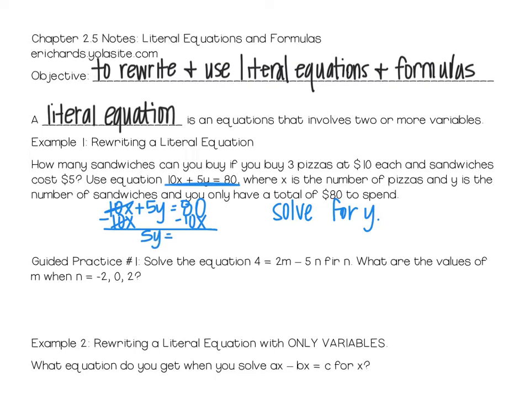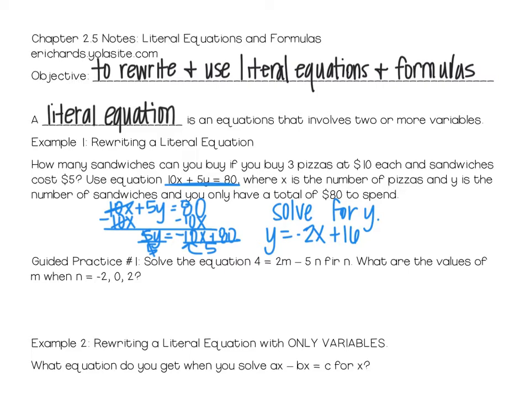So we're going to get 5y equals, and we'll say negative 10x plus 80. And then divide both sides by 5. That gives you y on the left, and on the right it gives you, if you distribute the 5, negative 10 divided by 5 is negative 2x. And then 80 divided by 5 is 16. And that gives me my formula for the number of sandwiches I can buy.